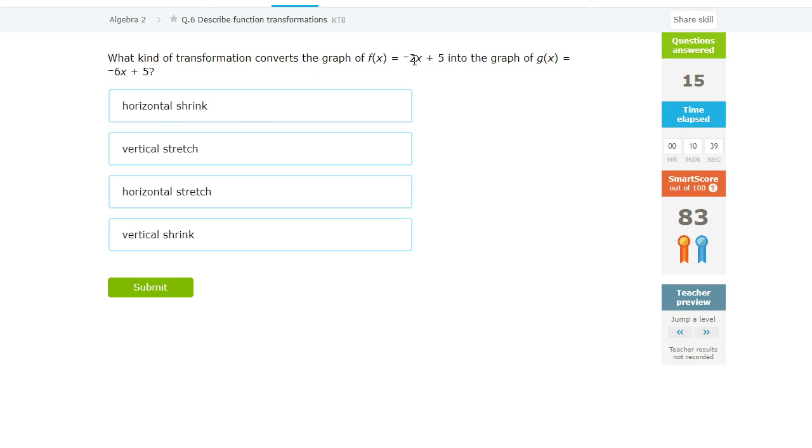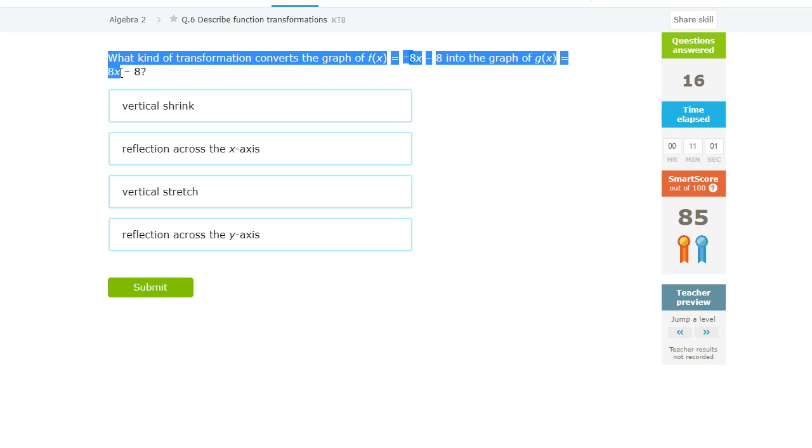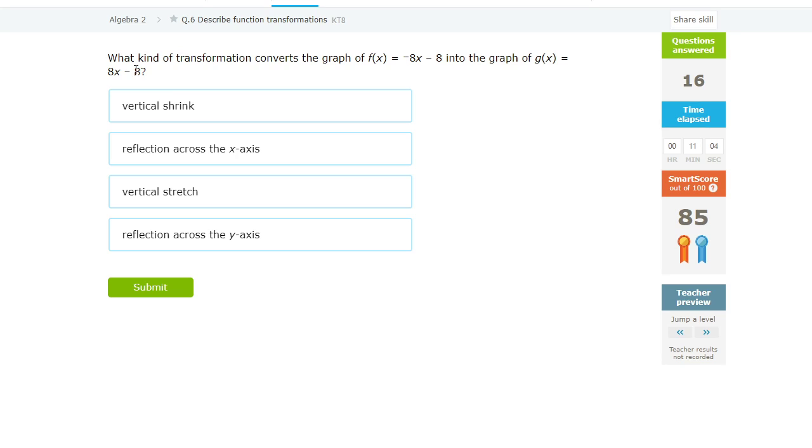Now this one, once again, the negative 2x became a negative 6x, and then the 5 stayed the same. So that means that value you multiplied was inside right here, and you multiplied by a 3. So that's a horizontal shrink. Okay, almost done here, maybe like 3 more problems. So then next I have negative 8x and 8x, so that becomes positive, but the negative 8 stayed negative. That means that negative is right here inside, to make this one positive. So then that's going to be a reflection across the y-axis.